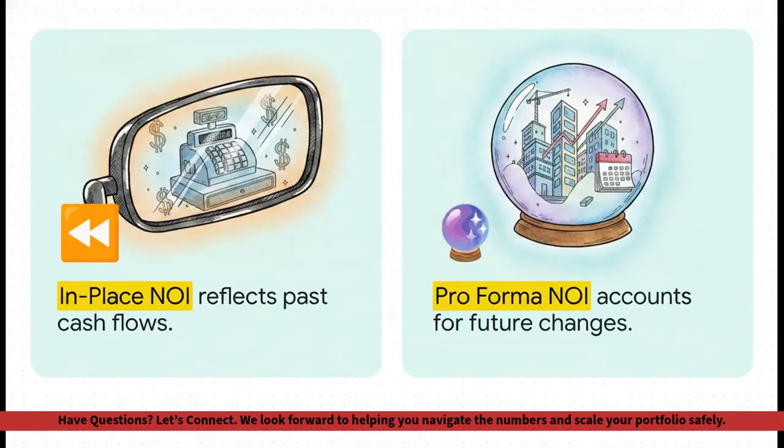You see, historical cap rates rely entirely on in-place NOI, which is just the cash the property generated yesterday. But what about tomorrow? In-place NOI completely ignores upcoming operational changes. It doesn't factor in expiring leases, pending tenant defaults, or imminent tax reassessments that might hit the exact second the property changes hands. You are buying the future, folks, but the metric is only pricing the past.